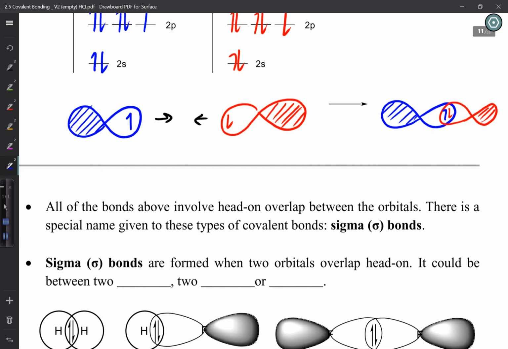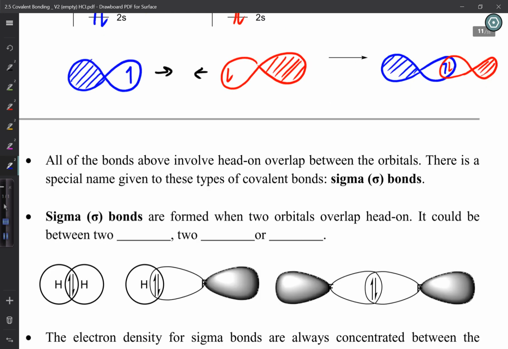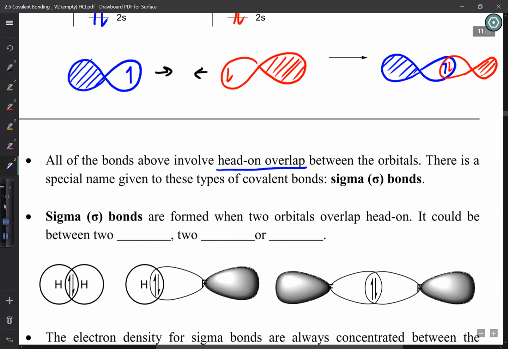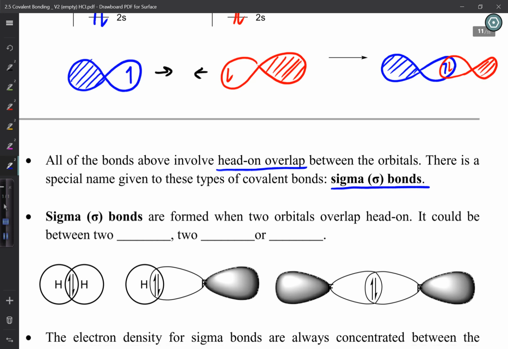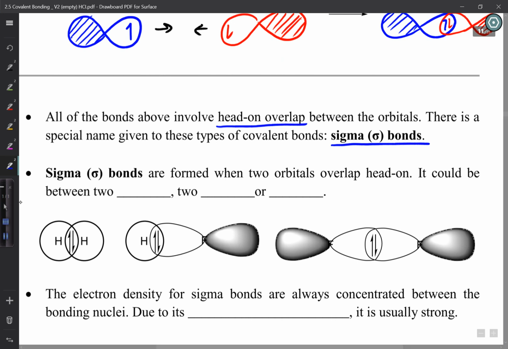So in fact, all of the bonds that we have mentioned just now involve head-on overlap. That's their similarity. So there's actually a name given to this type of bond. They're called sigma bonds. So as long as it's head-on overlap, we say that it's a sigma bond. As a summary, sigma bonds are formed when two orbitals overlap head-on. It could be between two s orbitals, as in the case of hydrogen, two p orbitals, as in the case of F2, or an s and a p orbital. In other words, hydrogen interacting with fluorine. So these types of bonds are all known as sigma bonds.